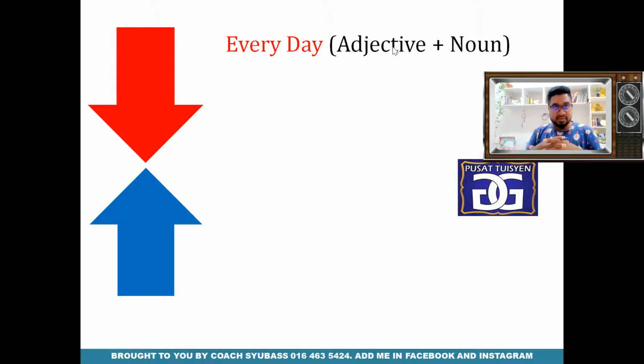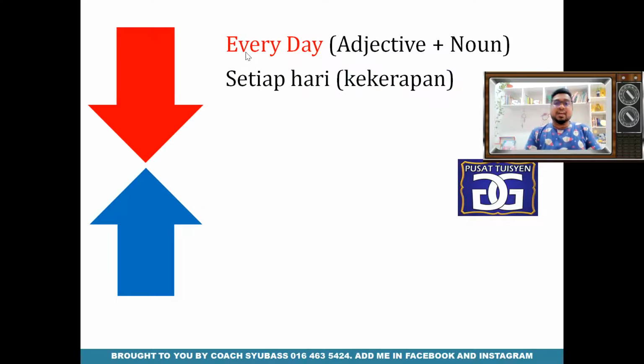Boy ialah kata nama. So, kalau saya nak bagi sifat kepada boy tersebut, saya akan buat ayat. Ali is a tall boy. Tall ialah adjective. Boy ialah noun. So, every day di sini, day ialah noun, every ialah adjective. Okay, next. Okay, maksudnya ialah setiap hari.